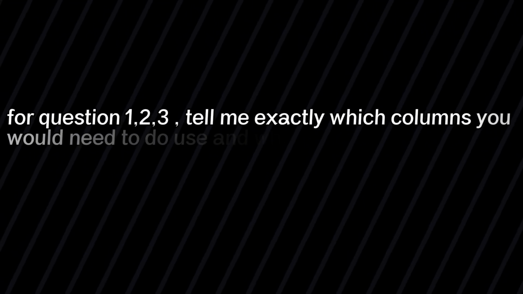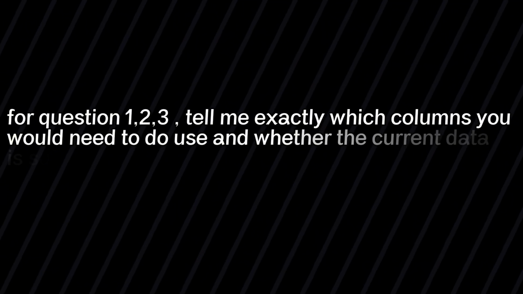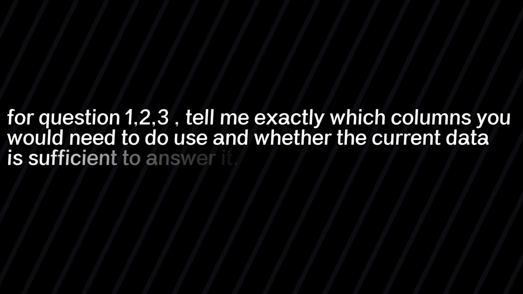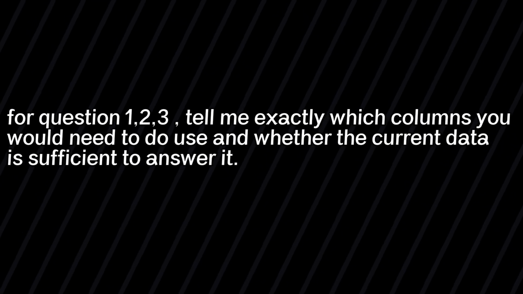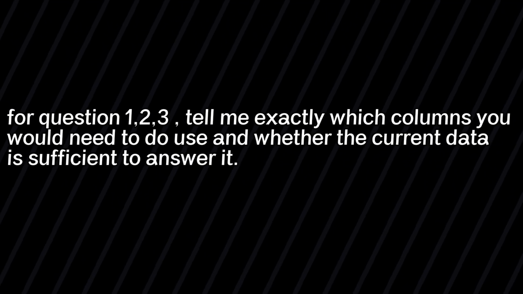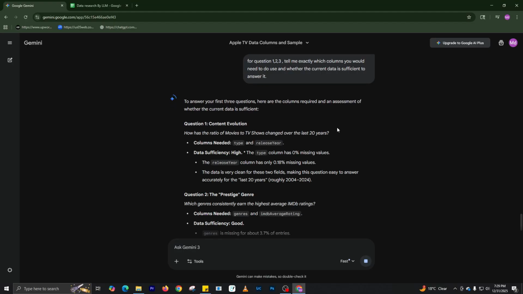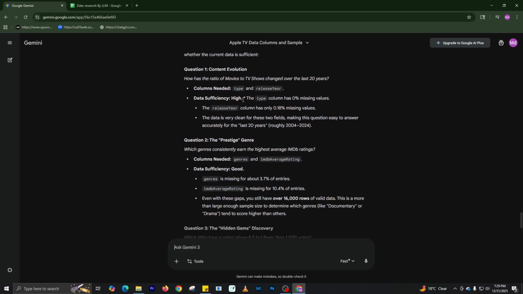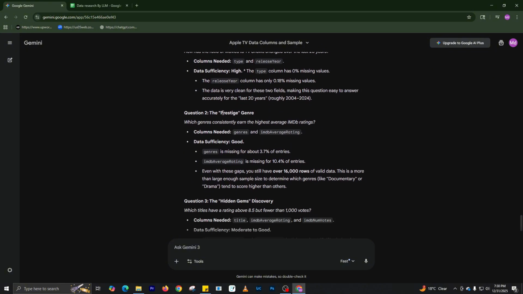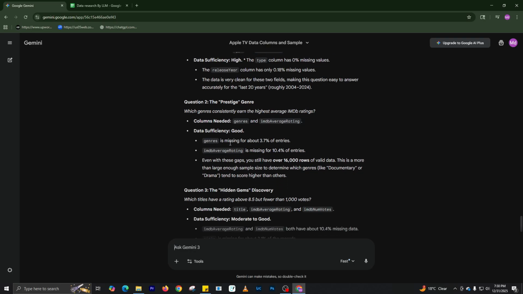The prompt is for questions 1, 2, 3: tell me exactly which columns you would need to use and whether the current data is sufficient to answer it. I'm going to press enter here and see. One, content evolution: how has the ratio of movies to TV shows changed over the years? Columns needed are type and release year. Data sufficiency is very high. Question 2, the prestige genre: which genre is consistently highest in average IMDb rating? Column needed is genre, and data sufficiency is very good.